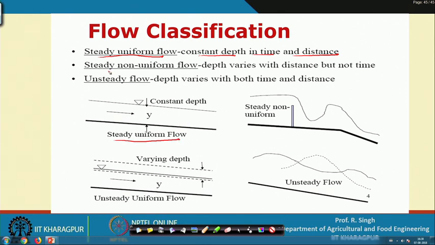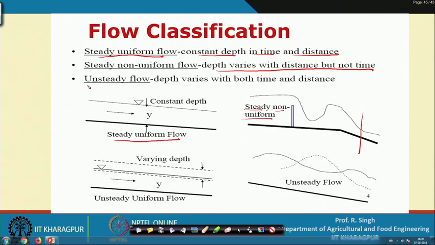On the other hand, we have another classification as steady non-uniform flow, where depth varies with distance, but not time. So, if there is some kind of obstruction in the flow, because of that the depth will change with the space, but if you take a particular section and measure the flow with time, the flow remaining constant, the depth will remain constant. That kind of flow is referred to as steady non-uniform. So, with time it is steady, but its shape is changing. That is why it is non-uniform.